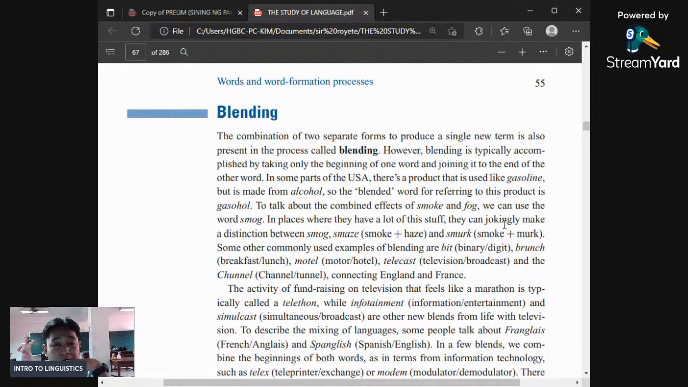So we also have bit. It's a combination of the words binary and digit. Kaya bit siya. We also have brunch. Usually heard that one. We can take our brunch. Right? Breakfast plus lunch. Kaya nagiging brunch. We also have motel. Motor plus hotel. Motel. Telecast. Right? Television broadcast, telecast. We also have chunnel, channel plus tunnel, connecting England and France, nagiging chunnel. Channel pa rin siya, yung pronunciation niya, but there's a difference in the spelling. Chu, hindi siya cha. Alright, meron pa?